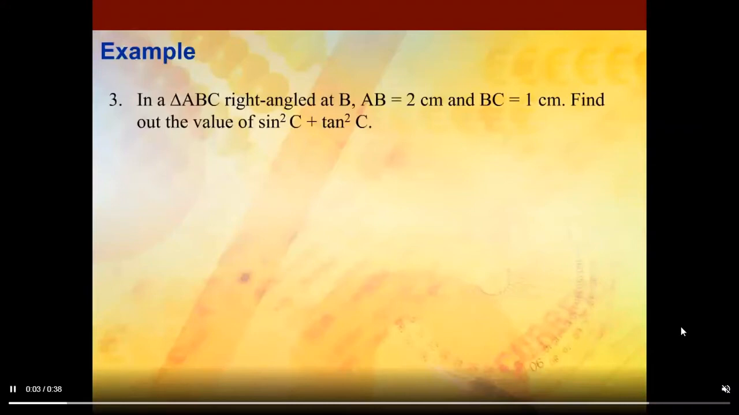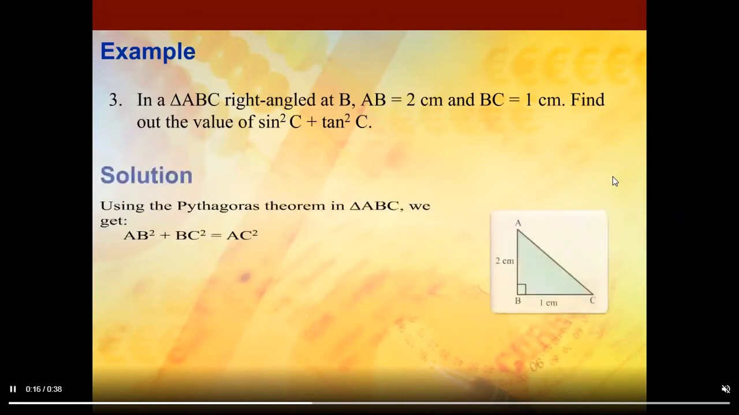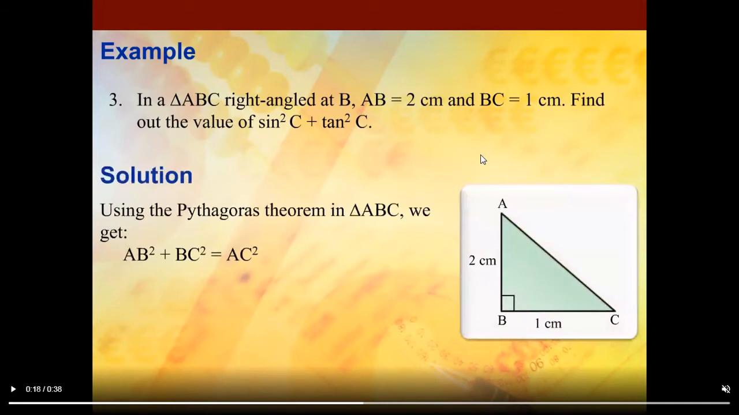In a triangle ABC, right angle at B, AB is equal to 2 centimeter and BC is equal to 1 centimeter. Find out the value of sine square C plus tan square C. So here a triangle ABC is given, right angle at B. So we need to draw a triangle ABC with the right angle at B, and then AB is 2 centimeter and BC is 1 centimeter. This is how you have to draw the diagram.